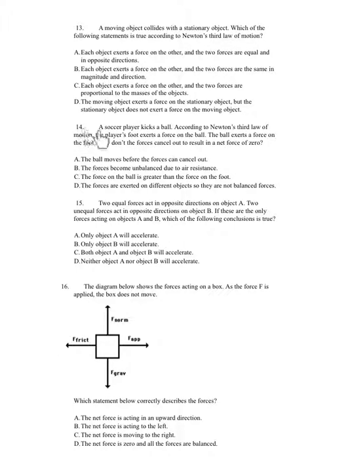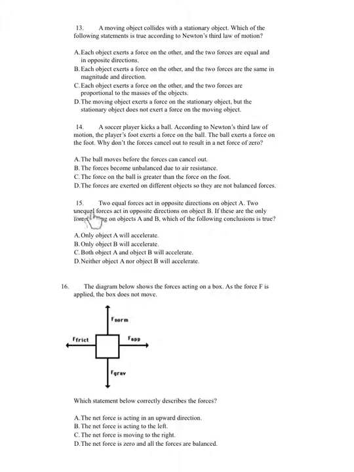Number 14. A soccer player kicks the ball. According to Newton's third law of motion, the player's foot exerts a force on the ball. The ball exerts a force on the foot. Why don't the forces cancel out to result in a net force of 0? A. The ball moves before the forces can cancel out. B. The forces become unbalanced due to air resistance. C. The force on the ball is greater than the force on the foot. D. The force is exerted on different objects, so they are not balanced forces.